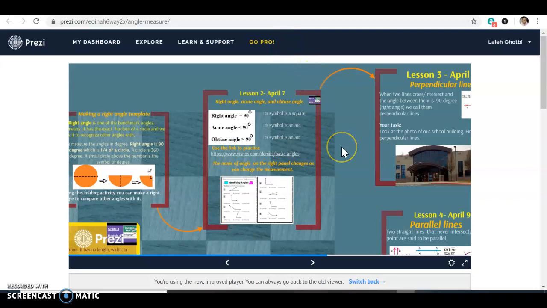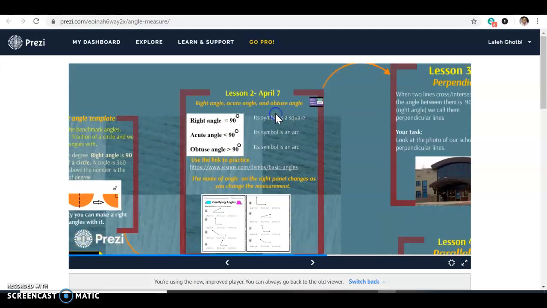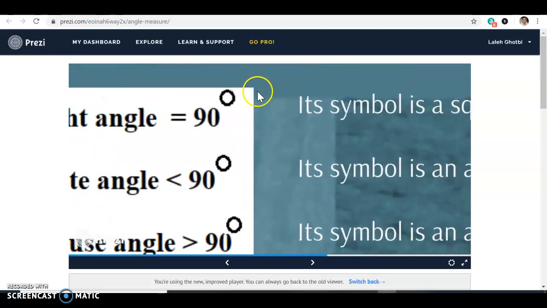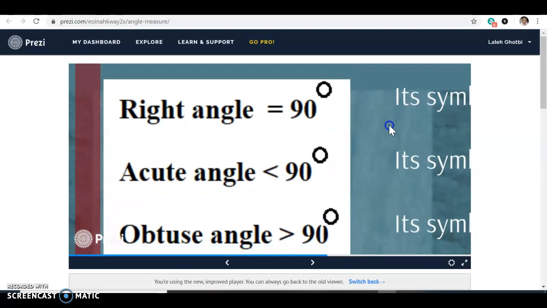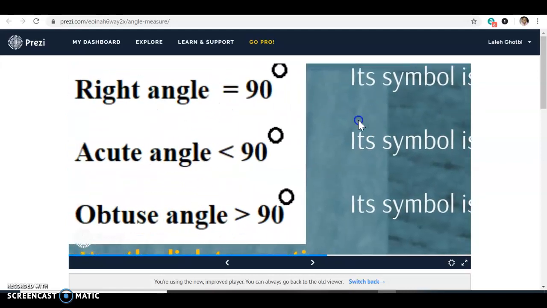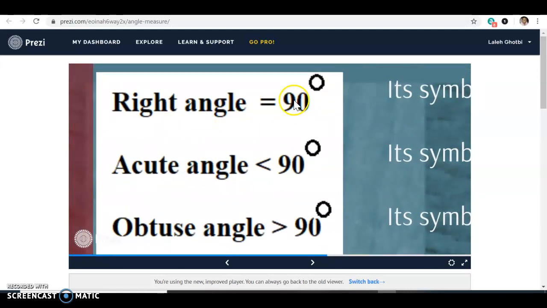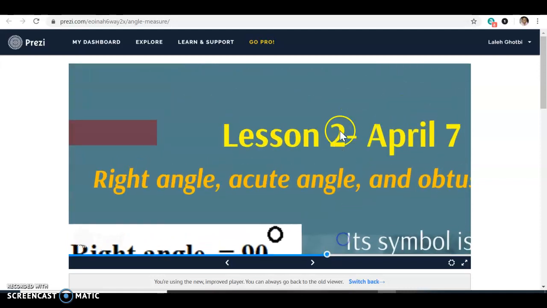As I was looking at your work, I noticed that some of the students are making a big mistake on the type of angles. So it's better to go over it before we continue the lessons in future. At the beginning of the geometry module, we learned that we have three types of angles: right angle, exactly 90 degrees; acute angle, less than 90 degrees; and obtuse angle, greater than 90 degrees. That was the beginning of lesson 2.